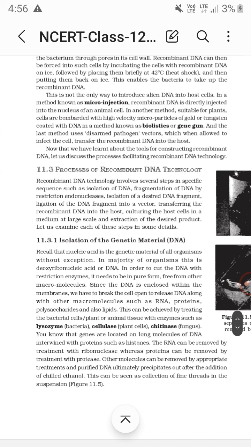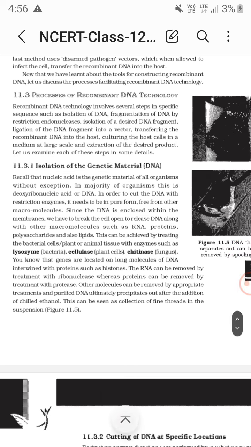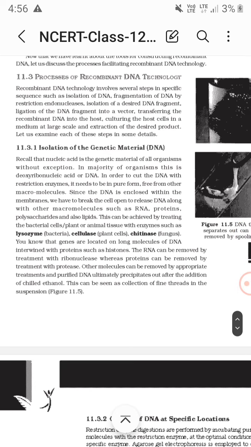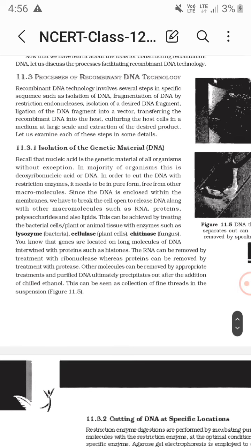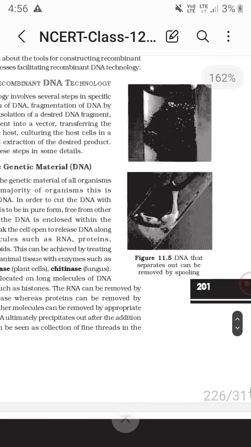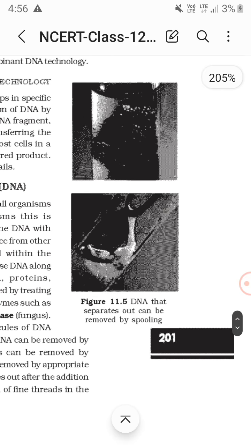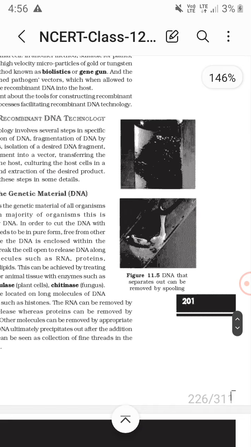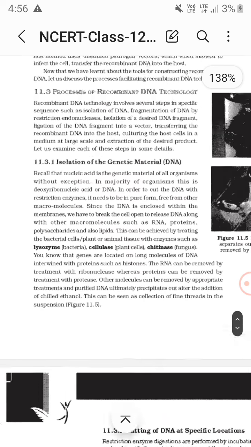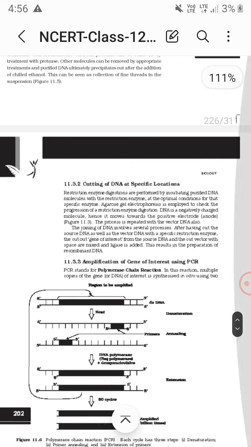Now, the process of recombinant DNA technology. First step is the isolation of the genetic material. The genetic material is DNA. We use lysozyme for bacteria, cellulase for plant cells, and chitinase for fungi. The DNA that separates out can be removed by spooling. Spooling is a process where DNA can be separated out from the other biomolecules. This is the first step.